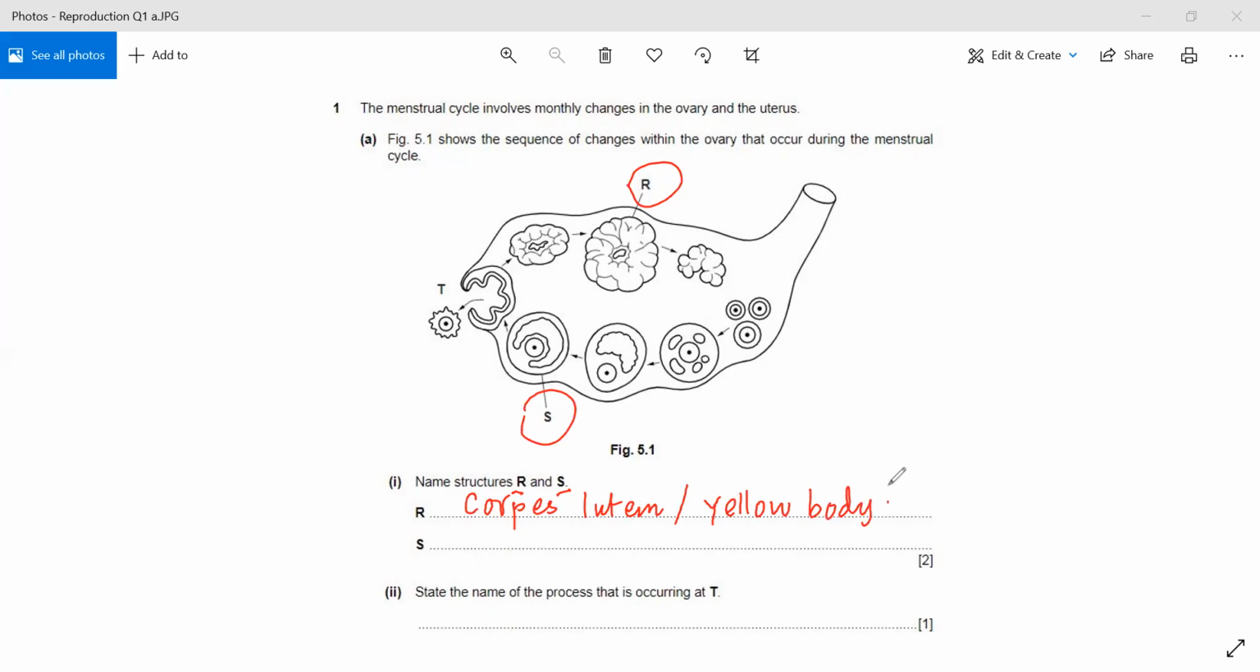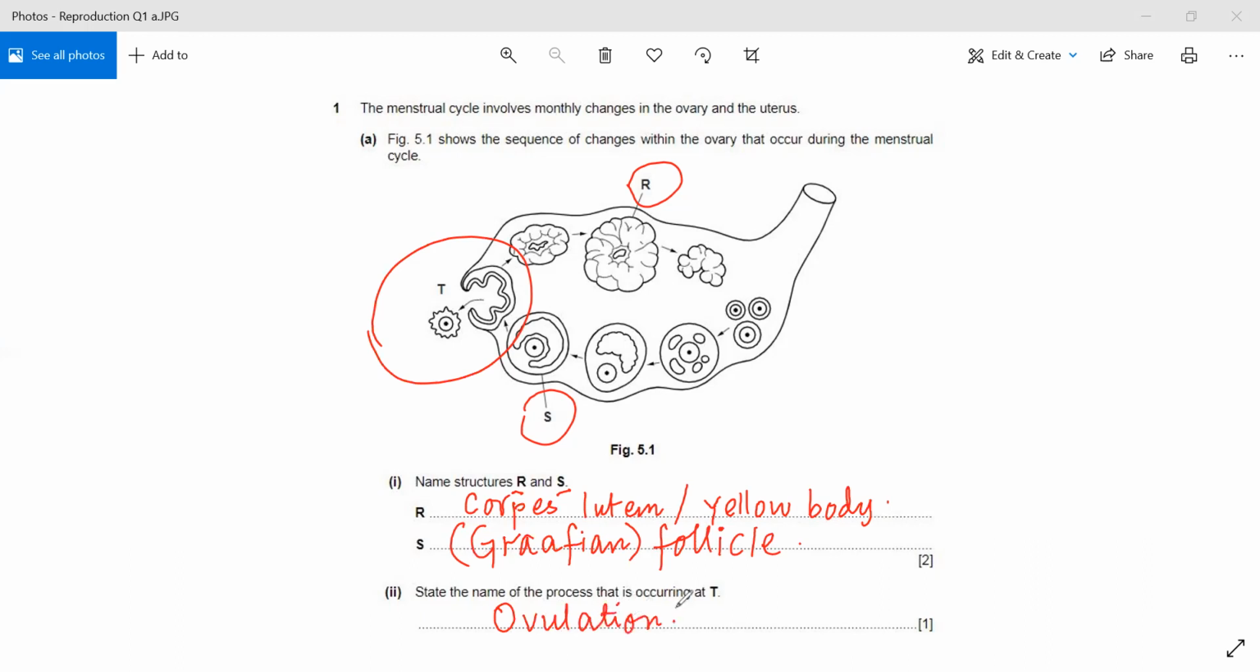Okay, and then what is S? S is Graafian follicle. Even if you answer follicle, it would be fine, but Graafian follicle would be better. Graafian follicle, that would be better. Okay, I put it in the bracket. Then, state the name of the process occurring at T. It is very obvious that here ovulation is being done.